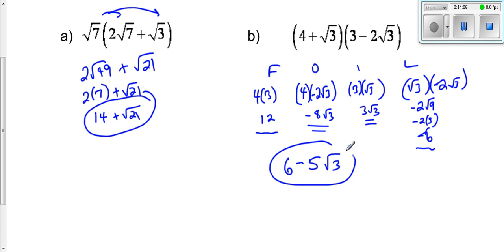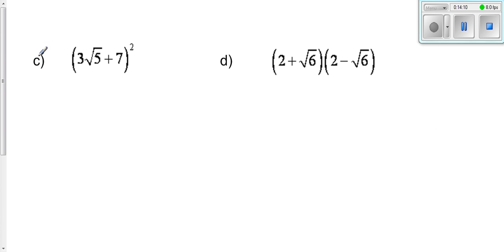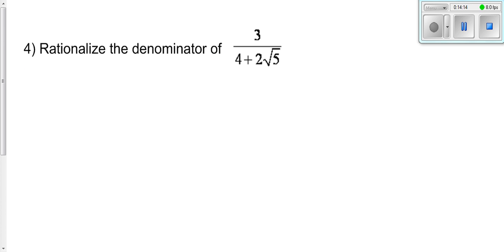There are a couple more for you to try. I'd like you to try part C and part D. Number 4 we will look at in class.